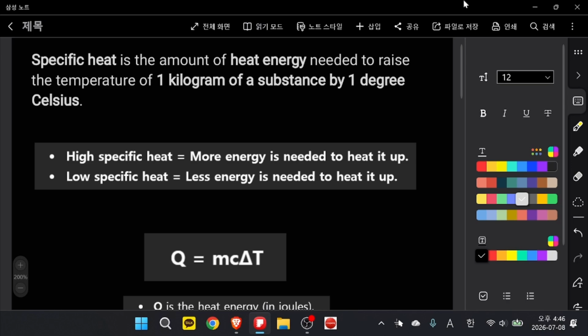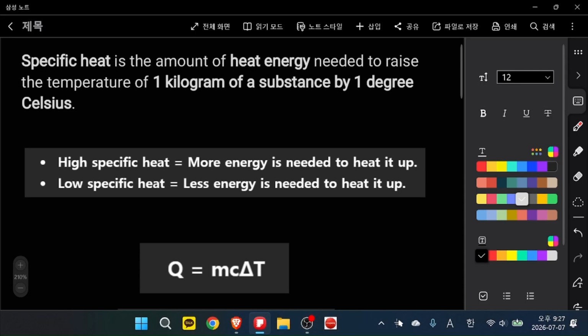Have you ever wondered why a metal spoon heats up so quickly in a bowl of hot soup, while the soup cools down much more slowly? The answer is specific heat. Today, I'm going to explain what specific heat means and show you how to solve a simple problem using the specific heat equation. Let's start with the definition.